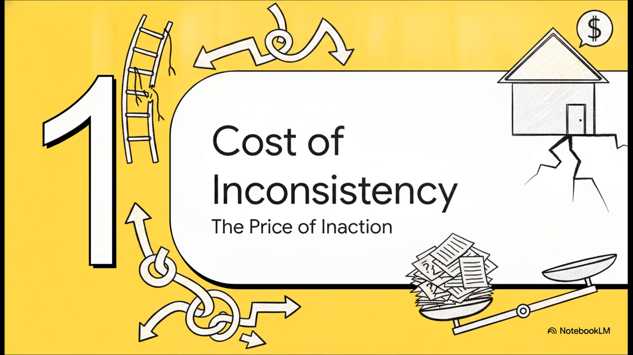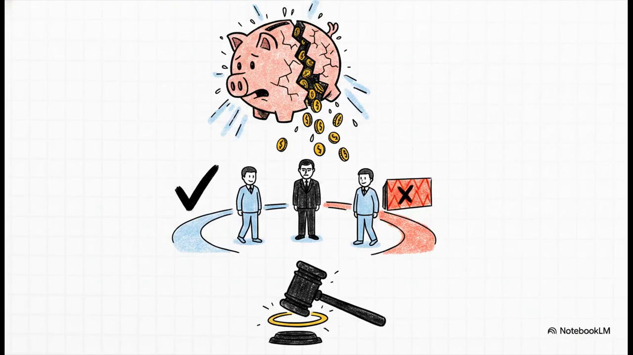Section 1. The cost of inconsistency. The price of inaction. It is a really hard truth in real estate that well-meaning landlords often create their own legal liability simply by not having a strict process. Look, a single inconsistent response can cost you more than a full year of rent in fair housing claims. The federal civil penalties for just a first offense alone can literally reach tens of thousands of dollars. Add in the actual damages to the complainant and your own legal costs, and the financial risk becomes absolutely massive.